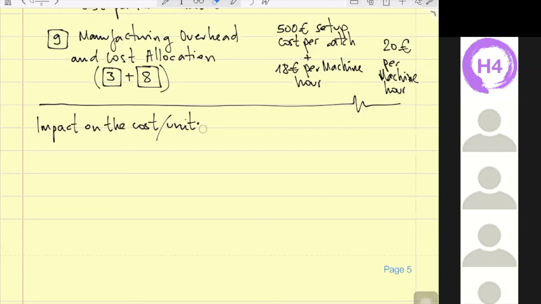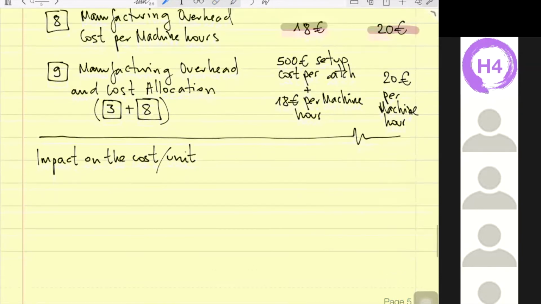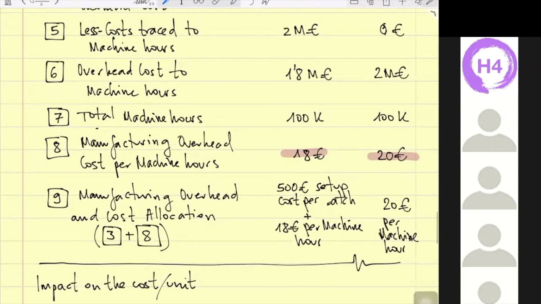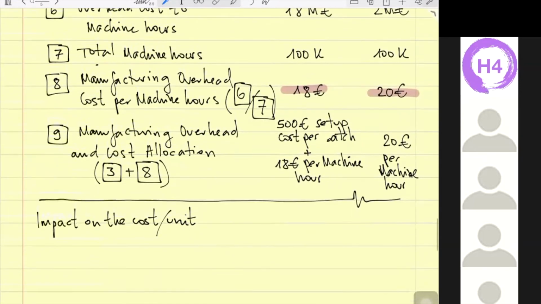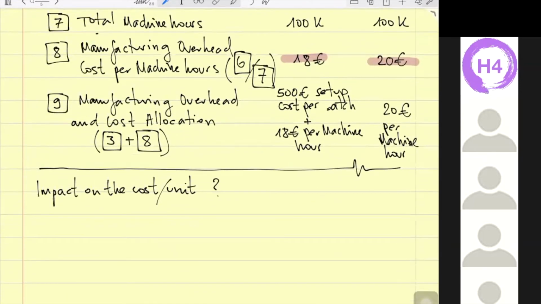So Florian has some question. Well, number 8 is 6 divided by 7, okay? So if you divide 6 by 7, then you get 18 on one and 20 on the other. Okay. So what is the impact on the cost per unit? Accounting. And of course, if you have a different accounting, then you are going to put a price that is different for your customer, okay?